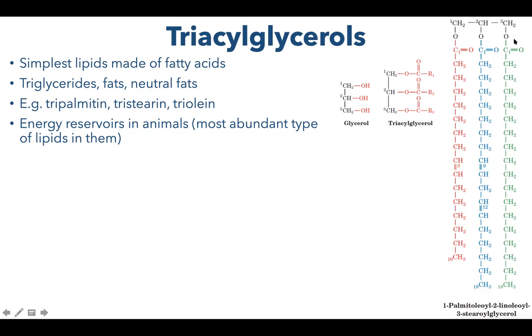That is why your triacylglycerols are called neutral fats. So wala silang charge. So they are completely hydrophobic, completely non-polar. And their main function is the energy storage. So yung mga fat deposits sa ilalim ng balat natin, dito sa belly area, puro mga triacylglycerols yon. And thus, they are the most abundant type of lipids in animals.